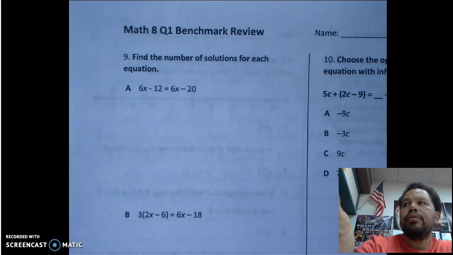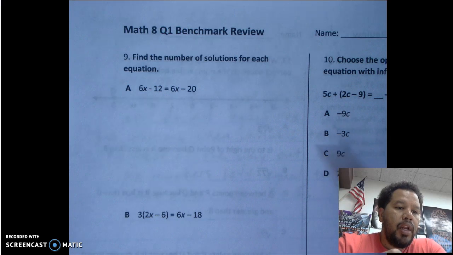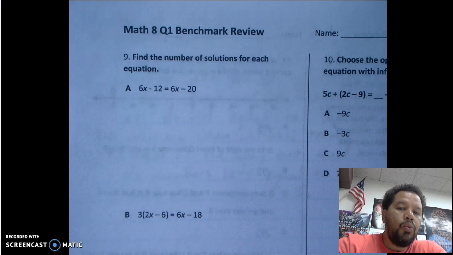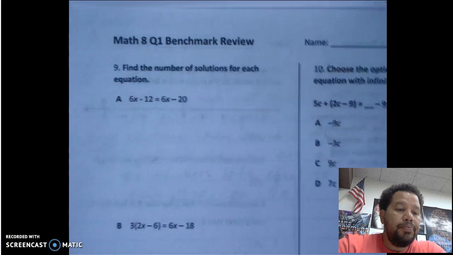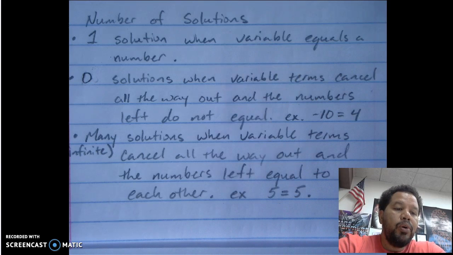Okay, so here is the second part of our benchmark review, starting with number 9. It says find the number of solutions for each equation. If you don't know what that means, here's a quick review of the number of solutions that can happen. We can have one solution, and that's when the variable equals a number. That's the normal thing that we've been doing when we isolate for the variable.